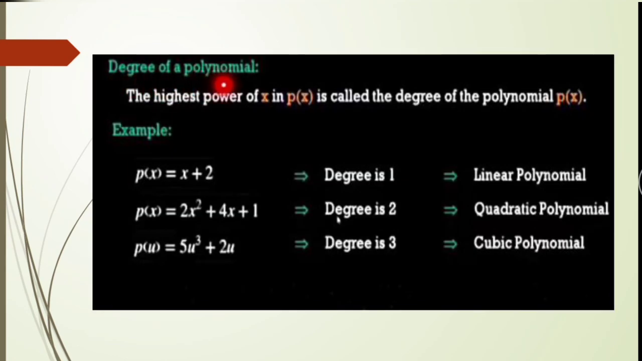Summary: degree of polynomial. The highest power of x in p(x) is called the degree of the polynomial p(x). For example, p(x) is equal to x plus 2. Here degree is 1. It is known as a linear polynomial. p(x) is equal to 2x square plus 4x plus 1. Here degree is 2. That's why it is known as a quadratic polynomial. p(u) is equal to 5u cube plus 2u. Here degree is 3. That is known as a cubic polynomial.